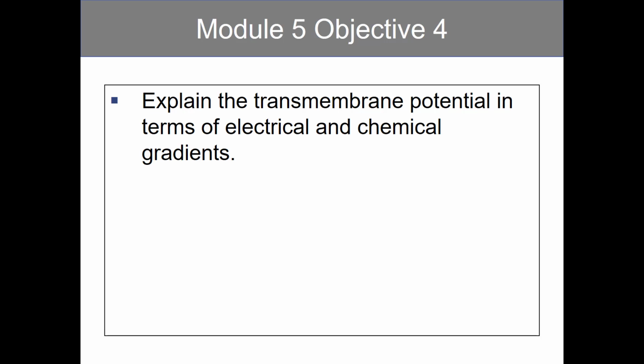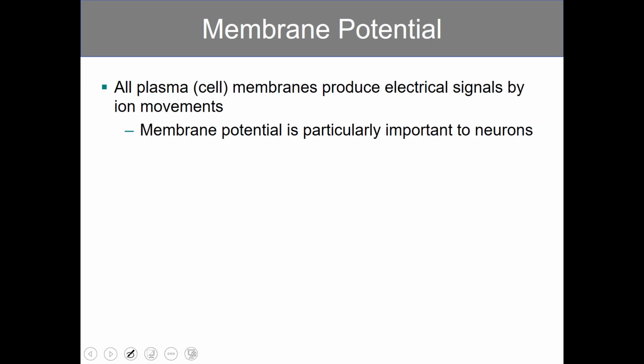Module 5, Objective 4: explain the transmembrane potential in terms of electrical and chemical gradients. All cell membranes produce electrical signals by the movement of ions. Membrane potential is particularly important for neurons since they're charged with transmitting electrical impulses.